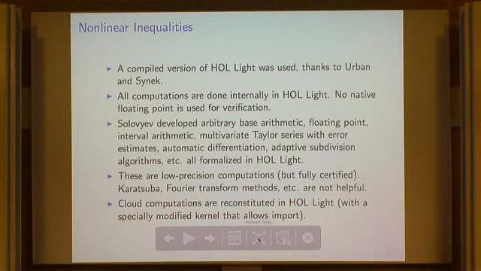He developed arbitrary base arithmetic, floating point, interval arithmetic, multivariate Taylor series with their estimates, automatic differentiation, adaptive subdivision algorithms, and so forth. And all of this was formalized inside HOL Light and automated, so that you can just write down an inequality, and then it gets shipped off and it automatically computes and verifies all the derivatives and proves Taylor's theorem with error estimates, and then uses that with verified floating point and interval arithmetic to prove the inequalities.